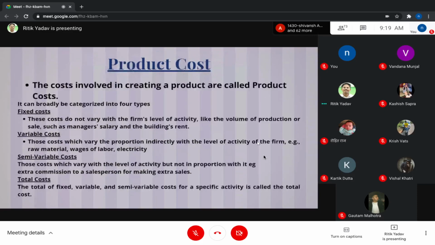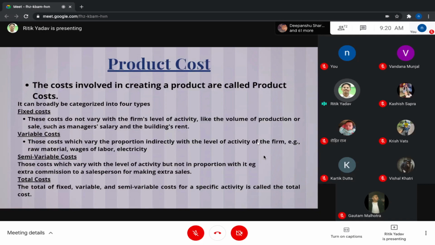Now, the first factor is the product cost. The costs involved in creating a product are called product costs. It is one of the most important factors that affect the price of a product or a service. It also includes the cost of producing, distributing, and selling the product. The cost sets the lower limit or minimum level on the floor price at which the product may be sold.